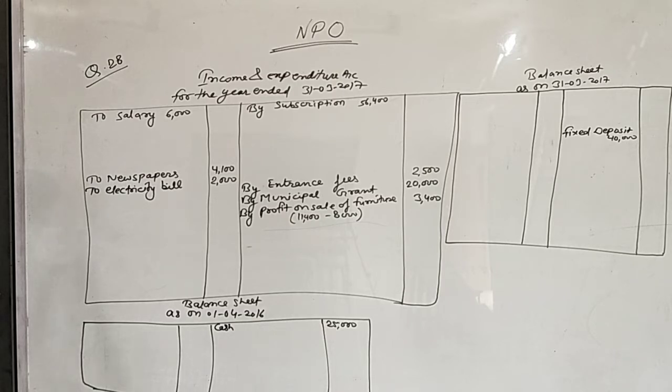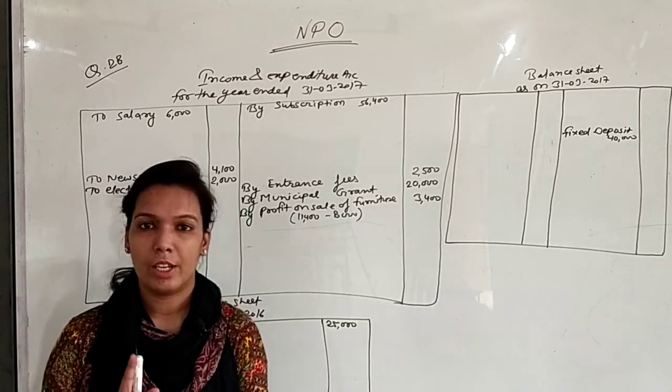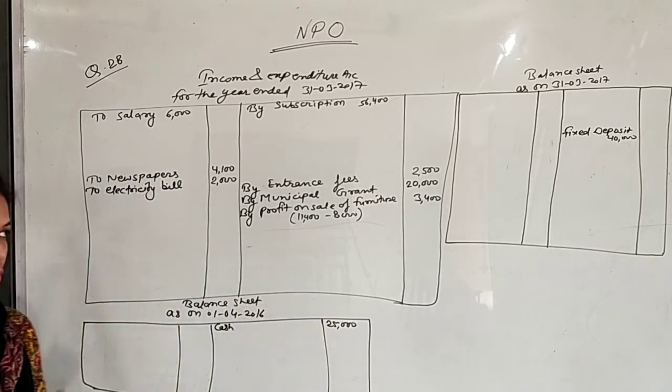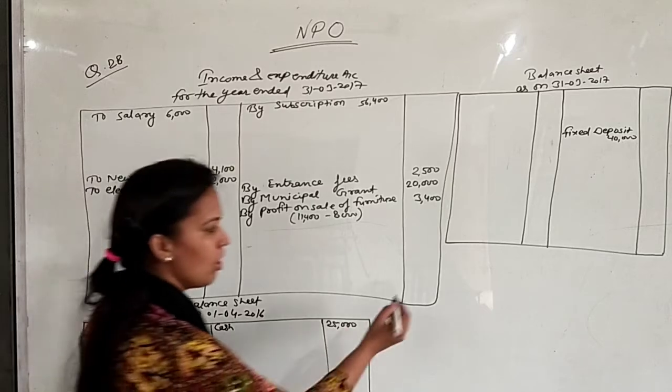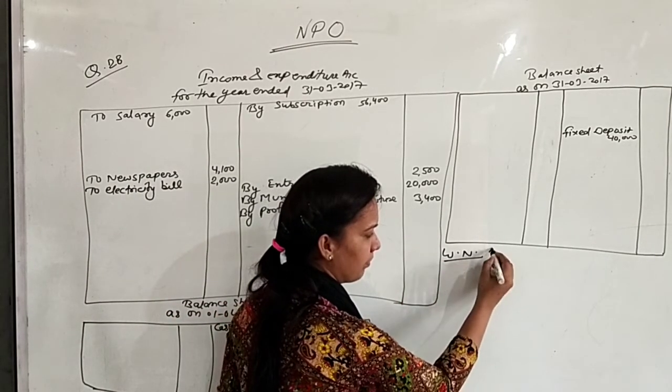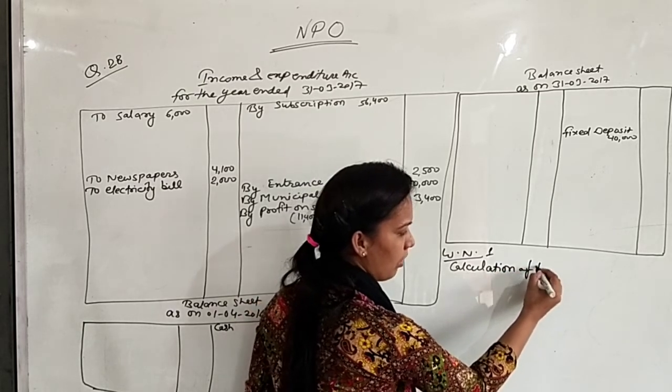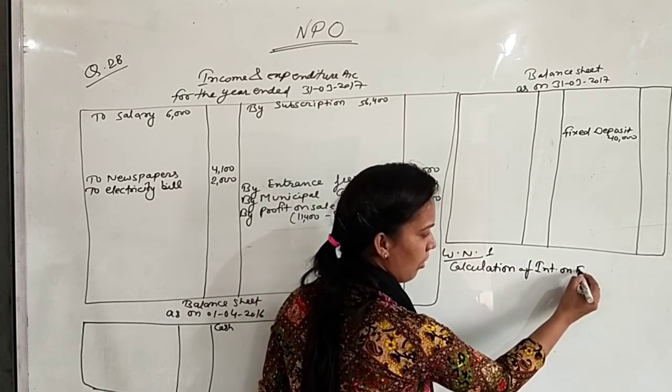Yes, actually you made the fixed deposit on 1st January 2017 and your year ends on 31st March 2017. Means you can say that your fixed deposit is for January, February, March, means 3 months. So you will receive interest only for 3 months and interest is at the rate of 9% per annum. So let's calculate the interest. Calculation of interest on fixed deposit.